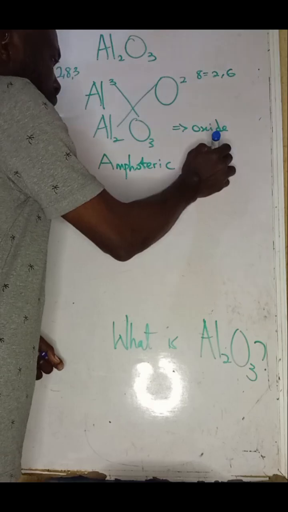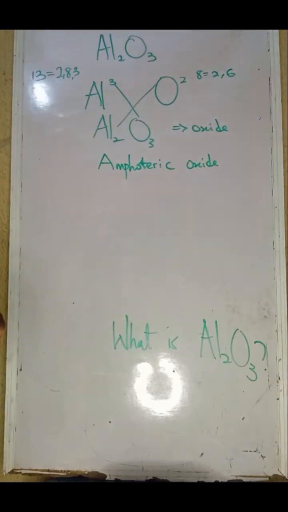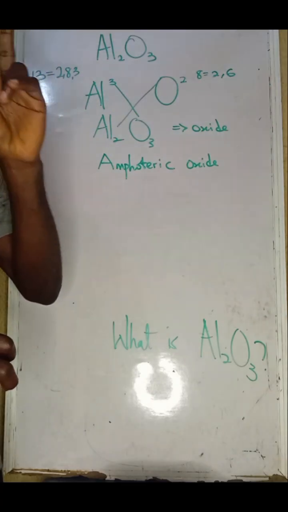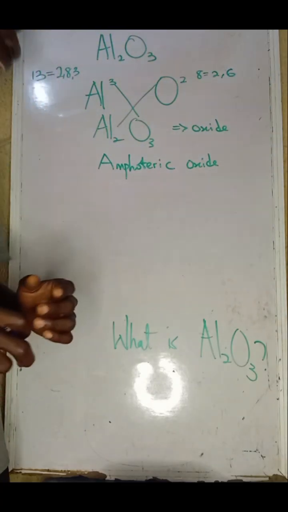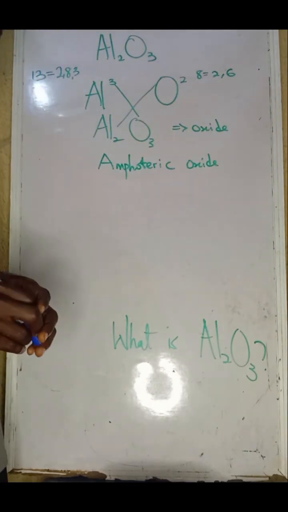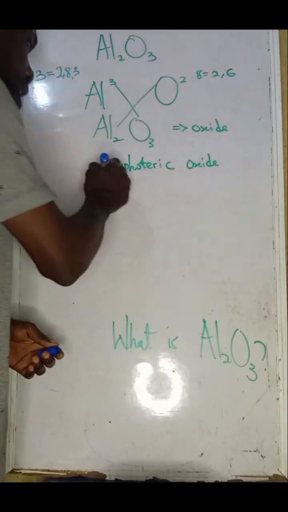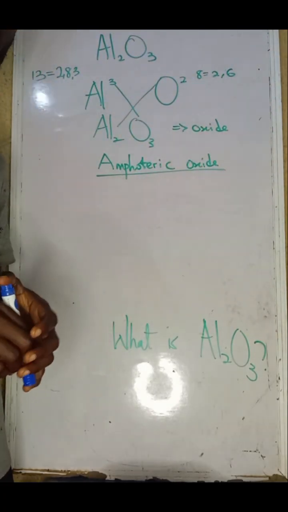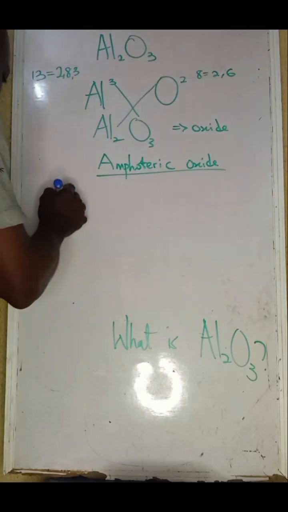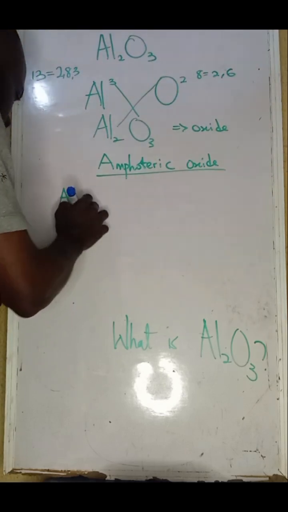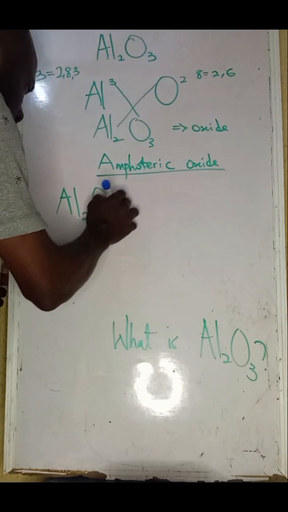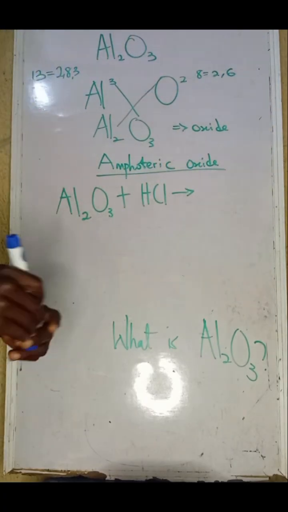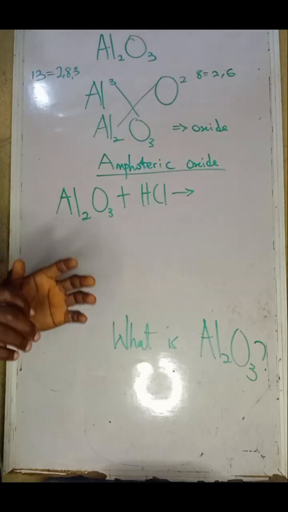Now, an amphoteric oxide is an oxide that has what we call amphi character, that is, dual character. They can behave both as an acid or a base. It depends on where they find themselves. Now, I'll give you an example. If this aluminium oxide finds itself reacting with a strong acid, such as Al2O3 reacting with HCl, we already know what will happen. It will behave like a base.